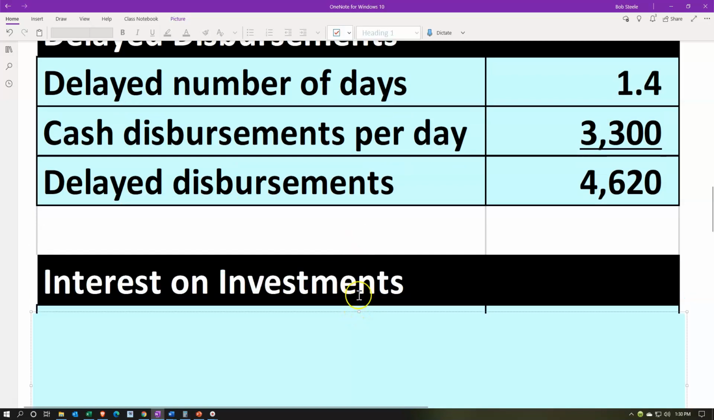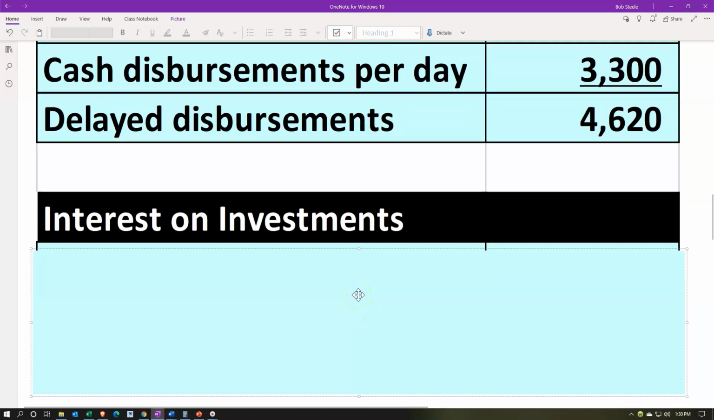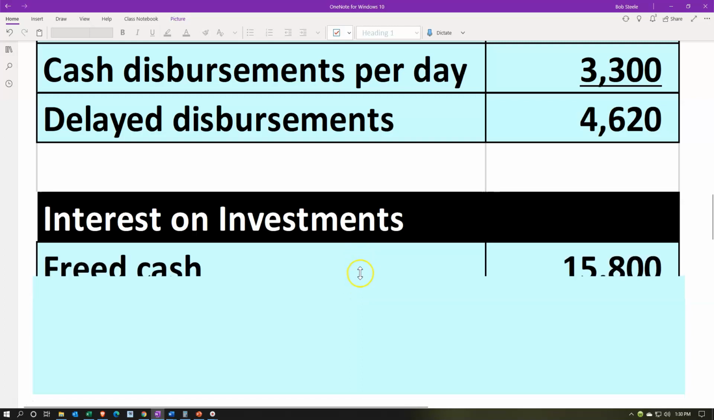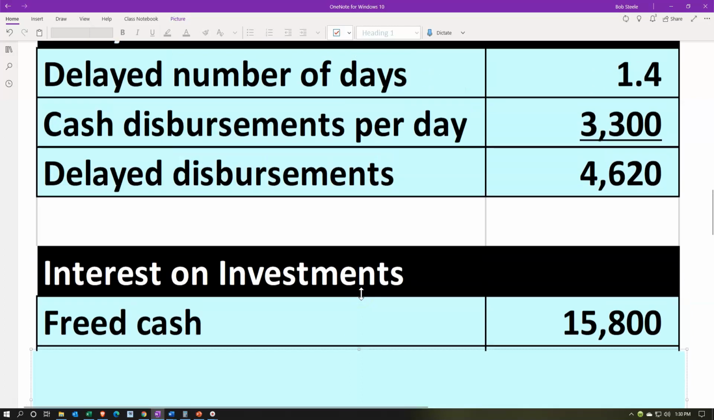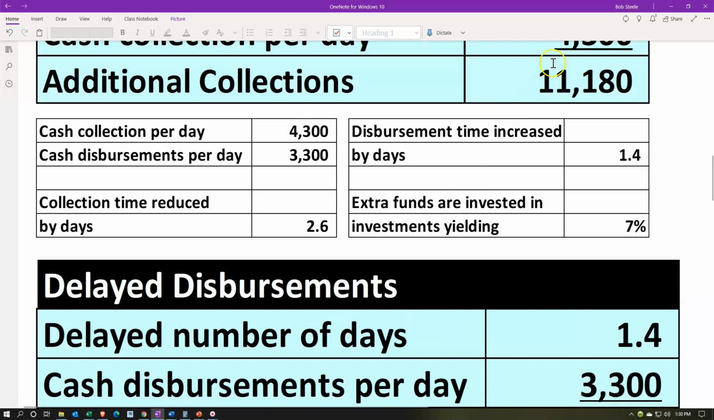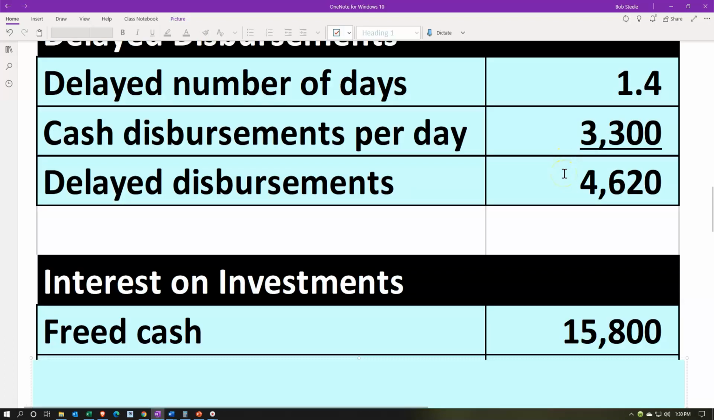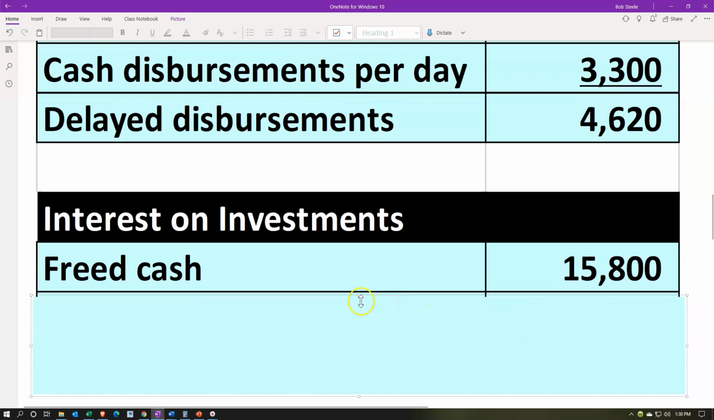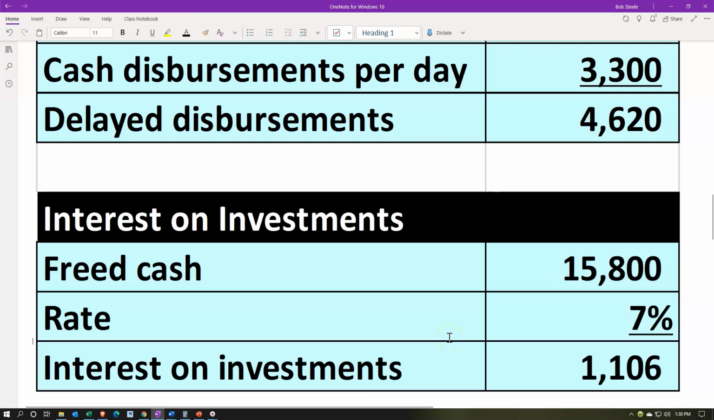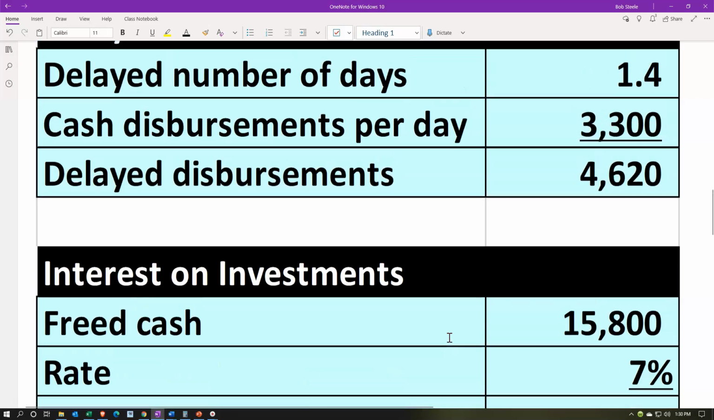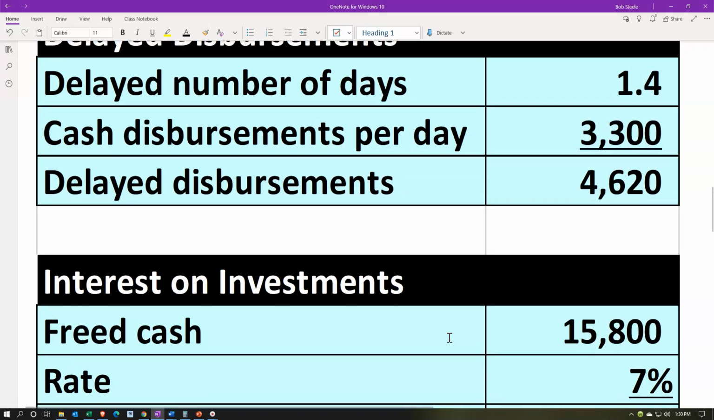So if we think about the net then of those two items, and we were able to invest and get a return on that freed up cash flow, which is going to be the 11,180 plus the 4,620 for the 15,800. And if we were able to get a 7% return on that money, then we would have another interest or return of 1,106. So you can see if we could free up the cash, then hopefully we can use that cash in some way to get a return on our investment.